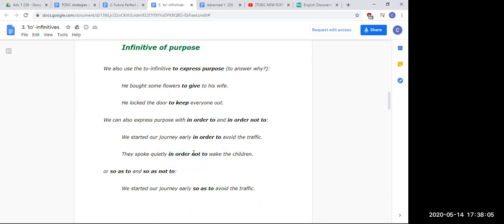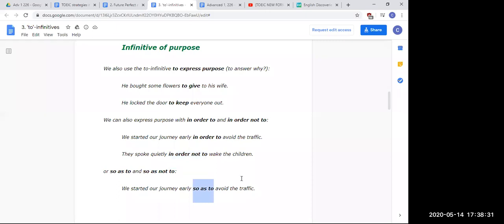This "in order not to" can't be contracted. So we can't say "in order to" or anything like that. Always have to have "in order not to." And "so as to," and "so as not to." So we started our journey early. Why? So as to avoid the traffic.